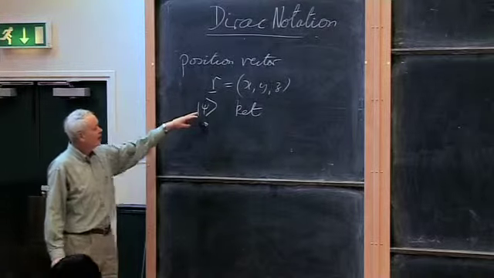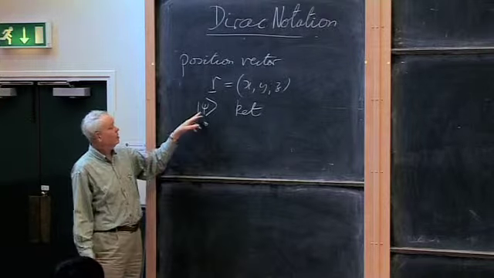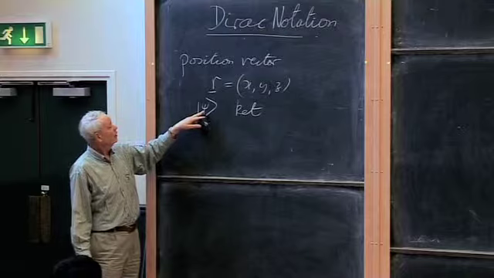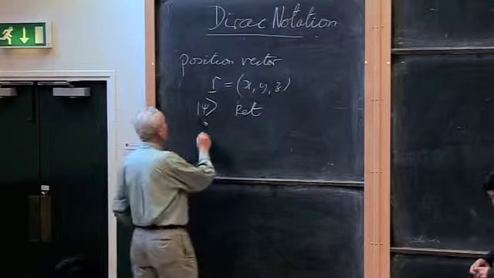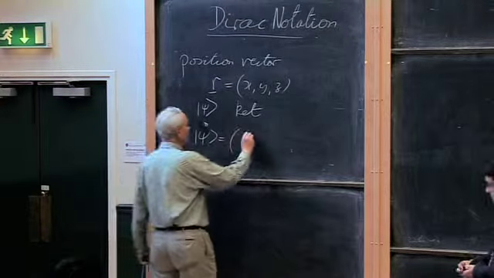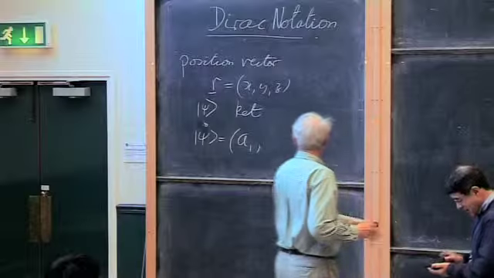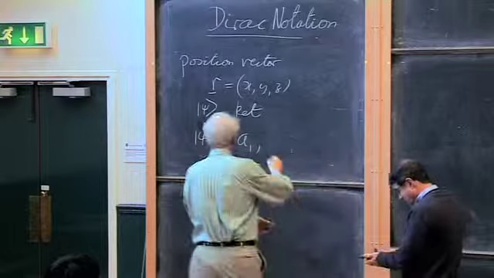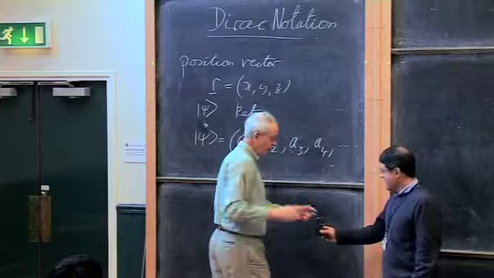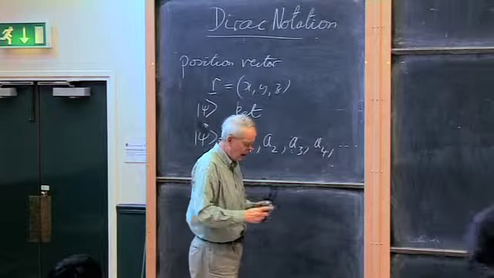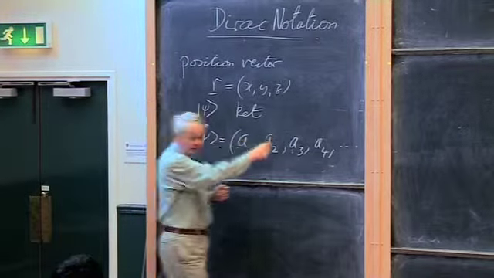This symbol stands for the dynamical state of our system, and you can think of it as symbolically standing for A1, A2, A3, A4, dot, dot, dot. We don't know how many quantum amplitudes we need in order to characterize our system, so it just goes dot, dot, dot.